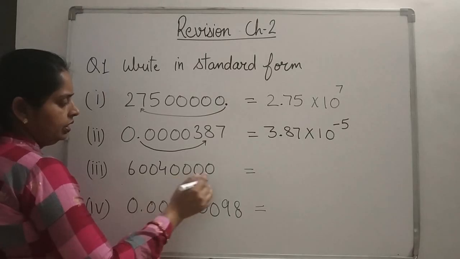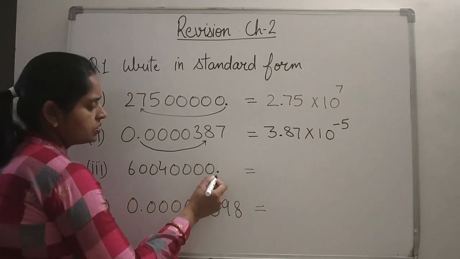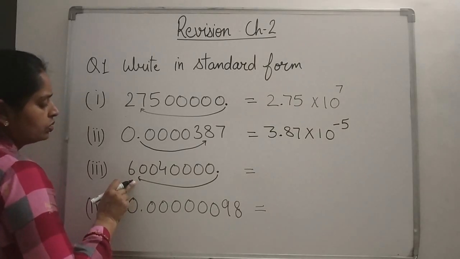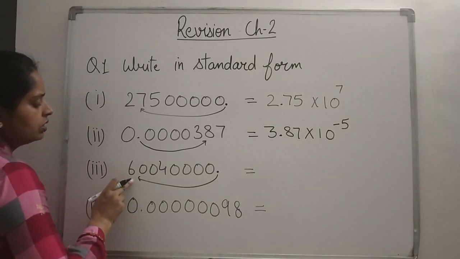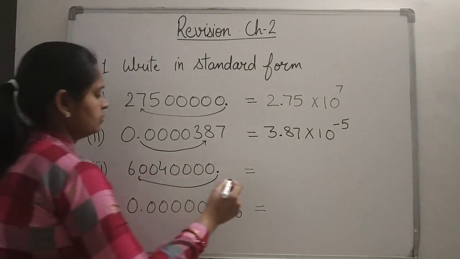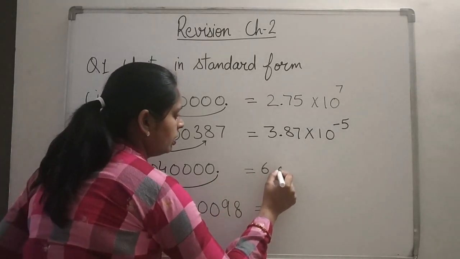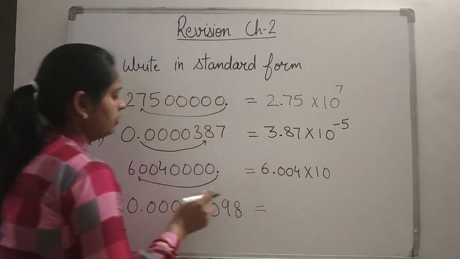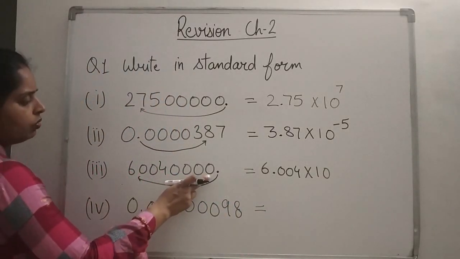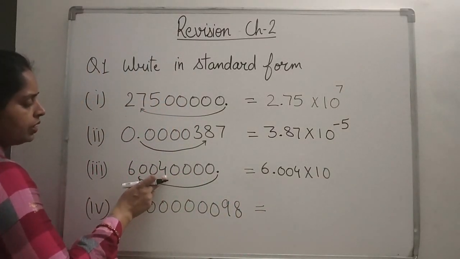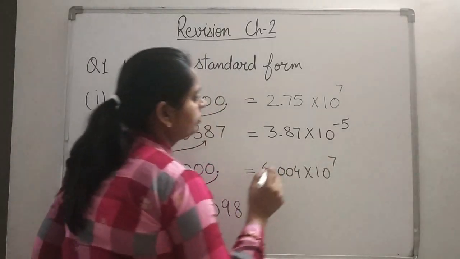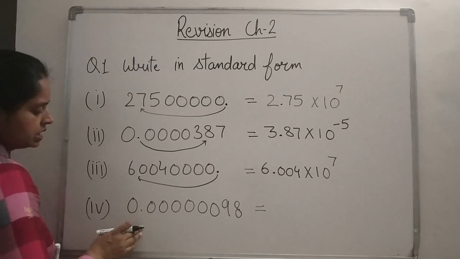60040000. Again the decimal place is in the last, so we have to move this decimal place to here, so that only one non-zero digit should be there before the decimal. So we are having 6.004 multiplied by 10 to the power. How many movements have we done? 1, 2, 3, 4, 5, 6, 7. So 10 to the power 7. See the next question.